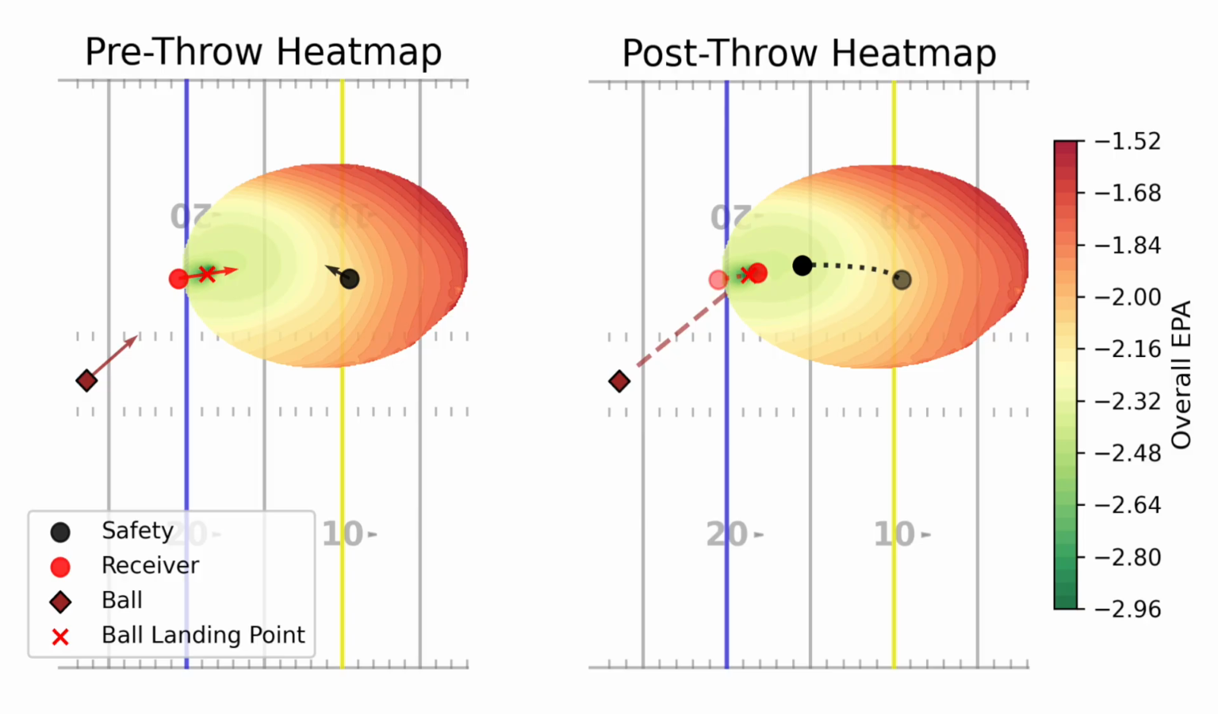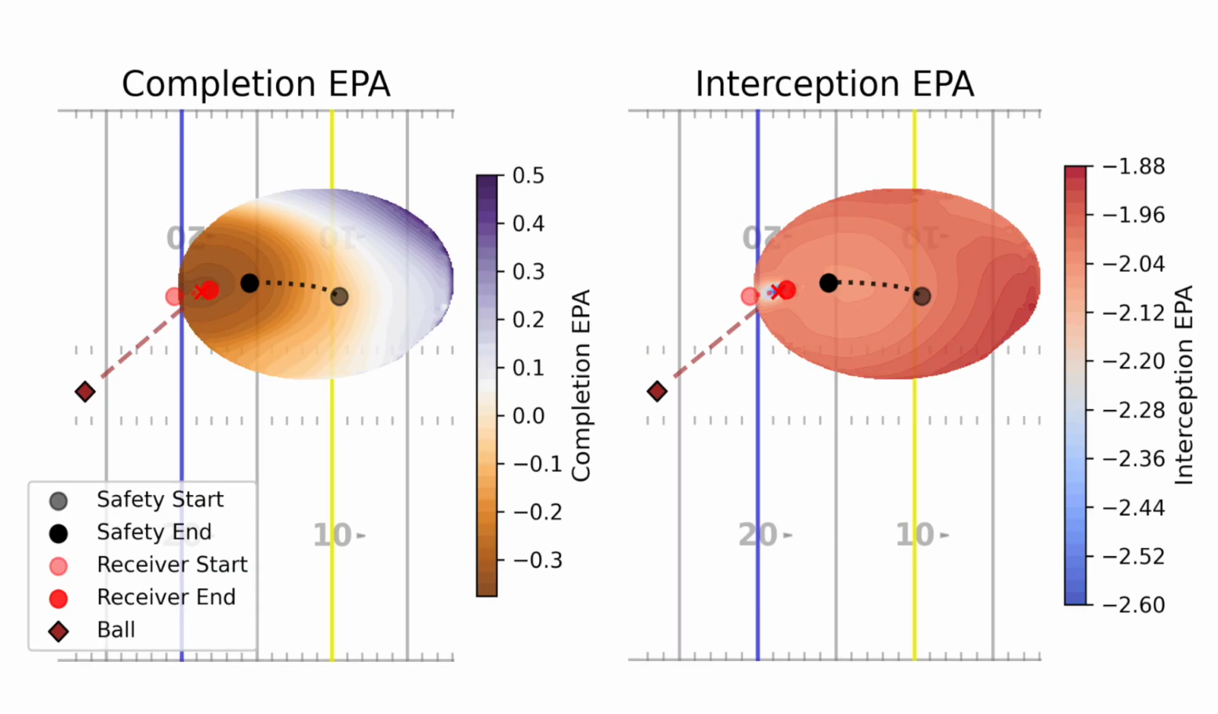Green areas represent positions that lead to better defensive outcomes by minimizing EPA, while red areas lead to worse outcomes. Where the safety actually ends up tells us how effective their reaction and decision was. I then broke EPA into two components, completion EPA and interception EPA.